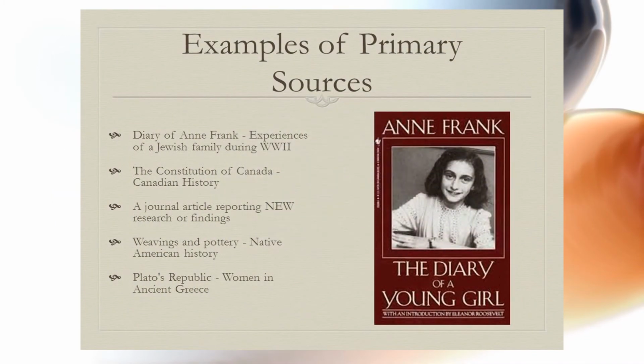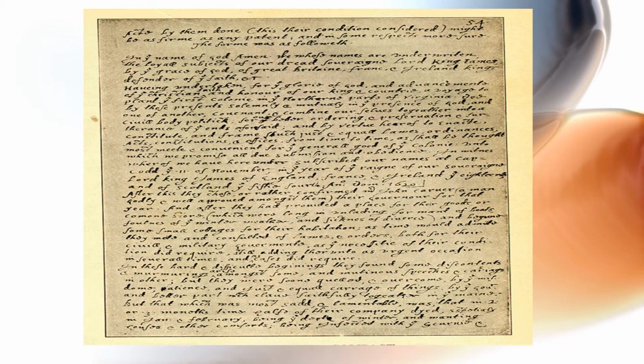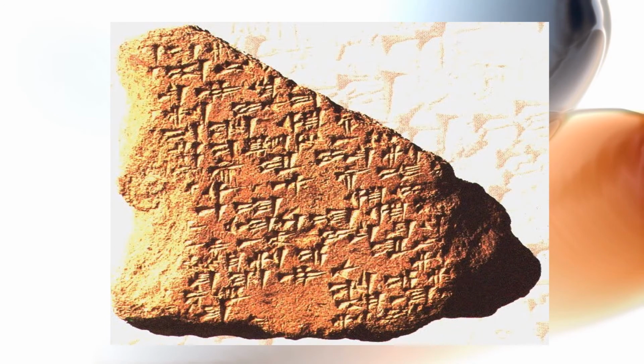Another example of primary source, the diary of a young girl, the diary of Anne Frank. Now, who was Anne Frank? Anne Frank was a Jewish girl who became a victim of the persecution of the Jews during World War II. Now you have here a handwritten letter, primary source. Okay, this is a part of a cuneiform. It's actually a cuneiform, primary source also.